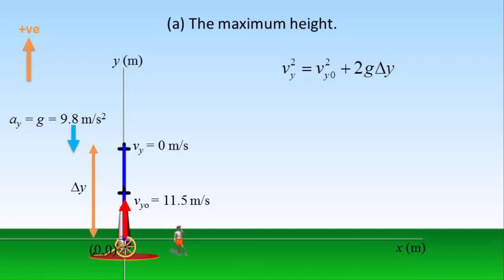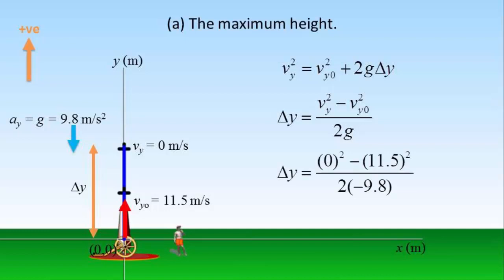We can rearrange this equation to solve for the vertical displacement, which equals vy squared minus vy0 squared, divided by 2g. Now we can plug our numbers into the equation to solve for the maximum height. Notice that because we've defined the upward direction as positive, g is negative because the acceleration vector points downwards. This gives us an answer of 6.7 meters.